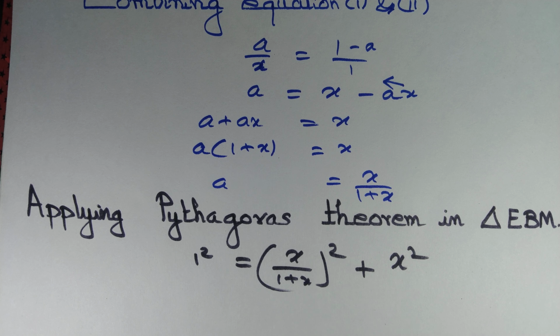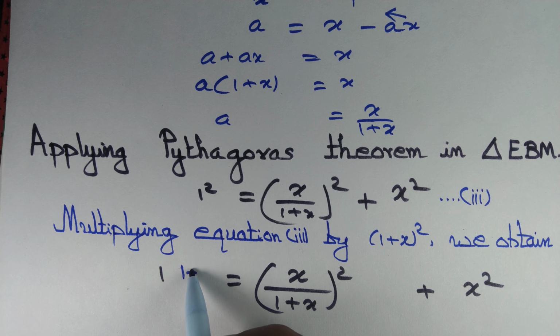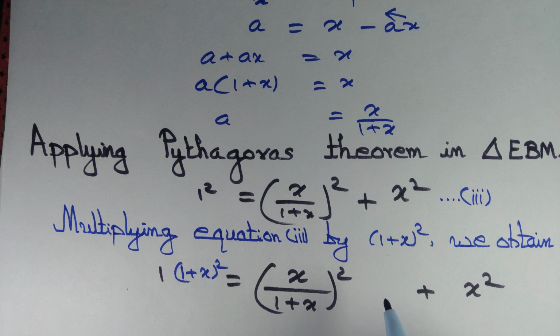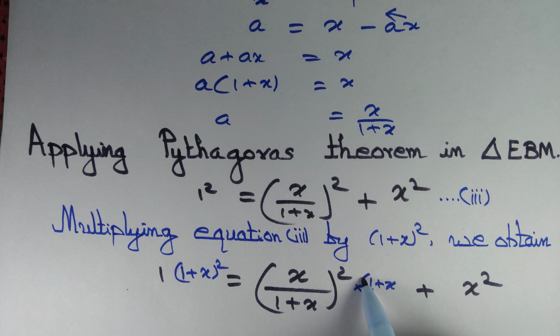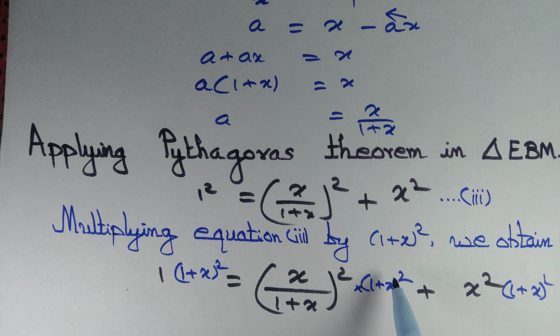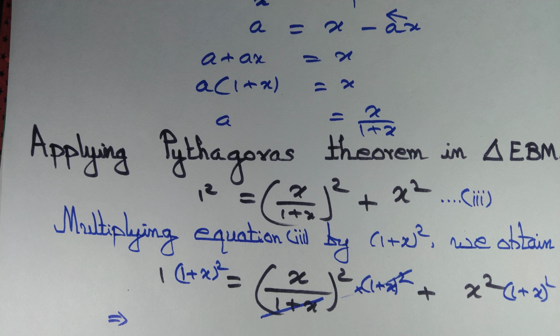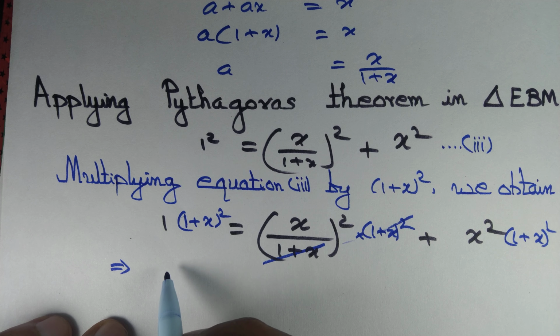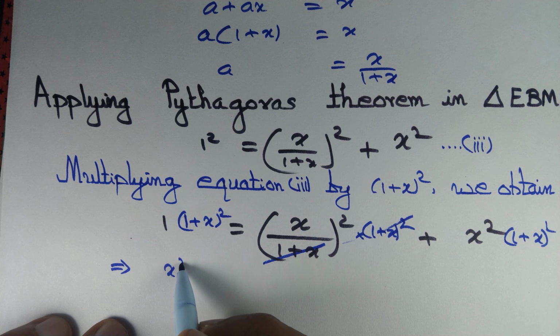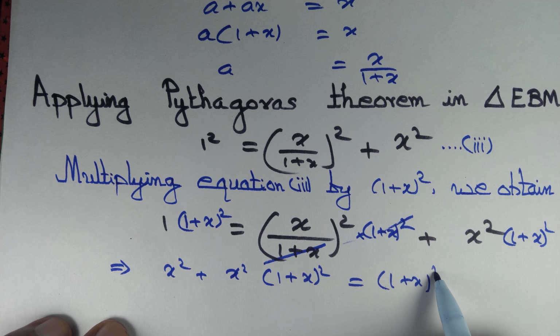Let's multiply by 1 plus X whole square throughout. So we multiply equation 3 by 1 plus X whole thing square. These two terms get cancelled. So we obtain polynomial equal to polynomial. We can write this as X square plus X square into 1 plus X whole thing square equal to 1 plus X whole thing square.